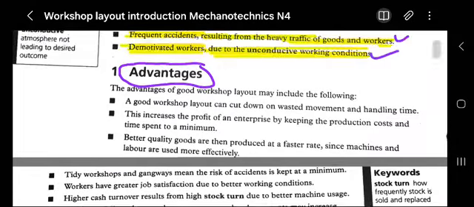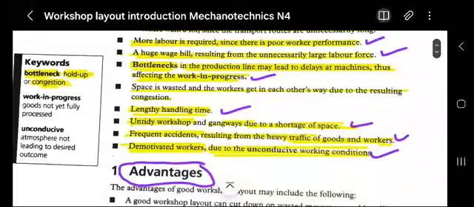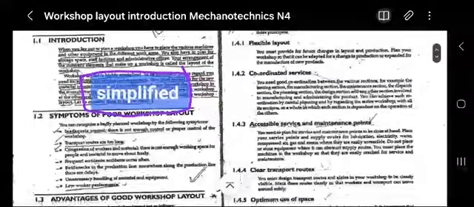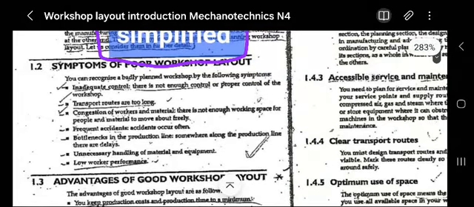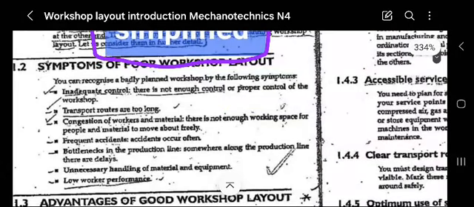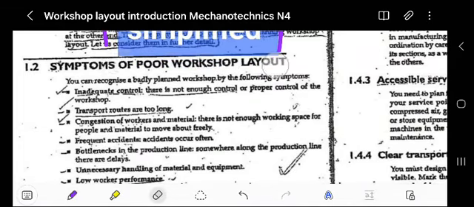I want us to check the simplified notes for this one again. It's up to you which one you prefer. I have the simplified notes here. Let me zoom in for you guys. Sorry about that. It says symptoms of poor workshop layout. We are still under poor workshop planning there.